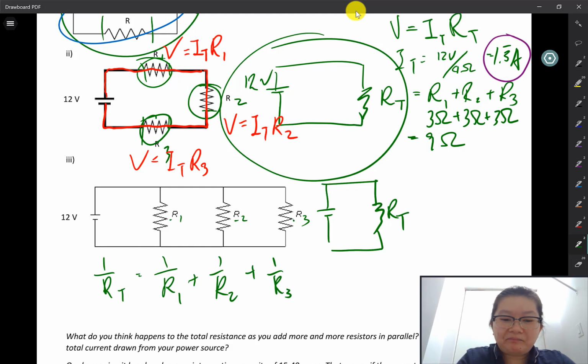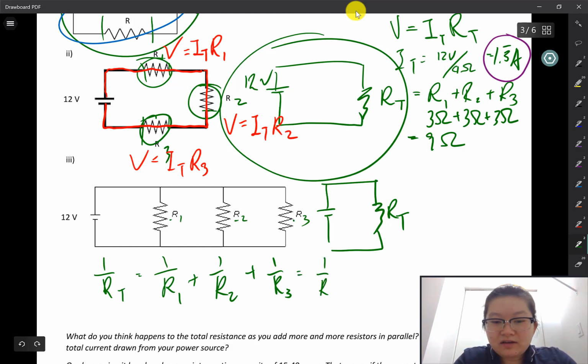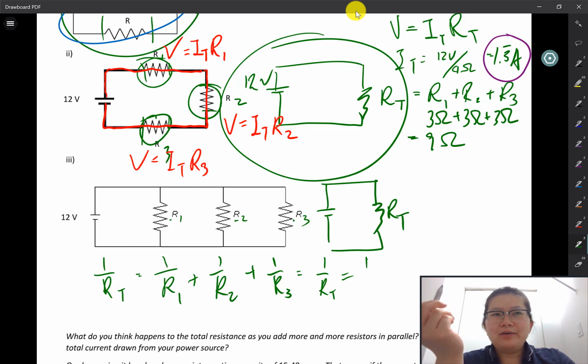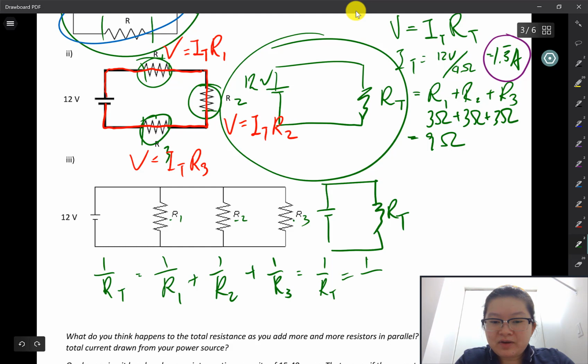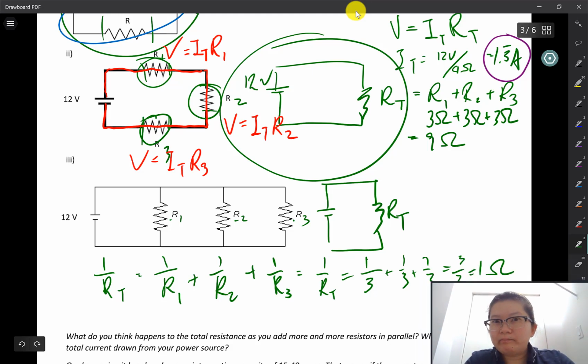Let's try that out. We have 1 over RT. I'm going to use that 3 ohms again, and I know it's going to be the same. Doesn't really matter, okay? So this is going to be 1 over 3 plus 1 over 3 plus 1 over 3. And you got it, that's just going to be 3 over 3, which is just 1.